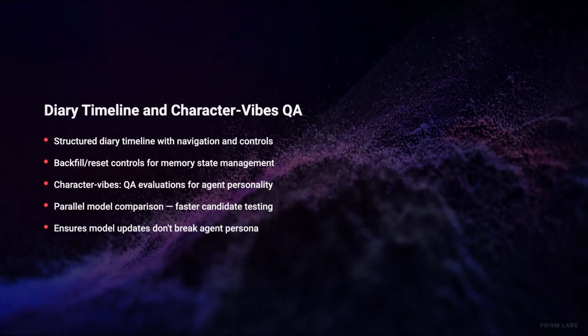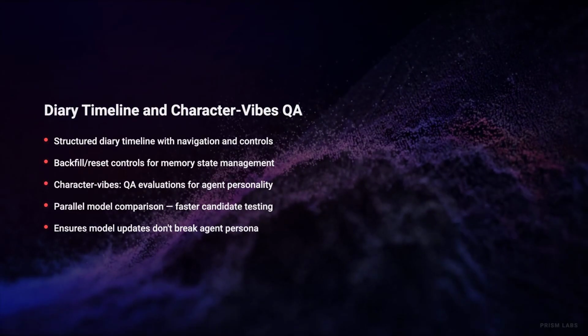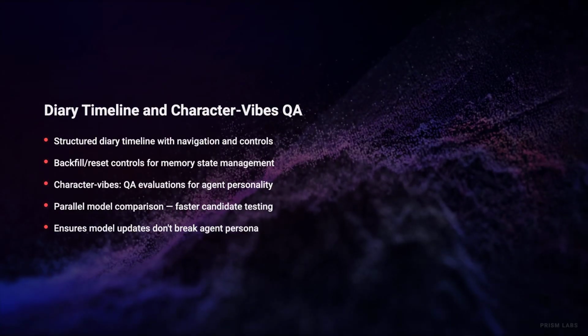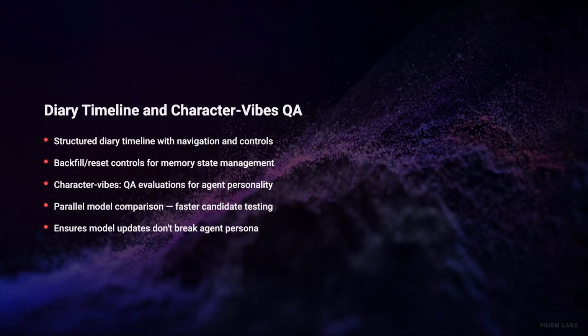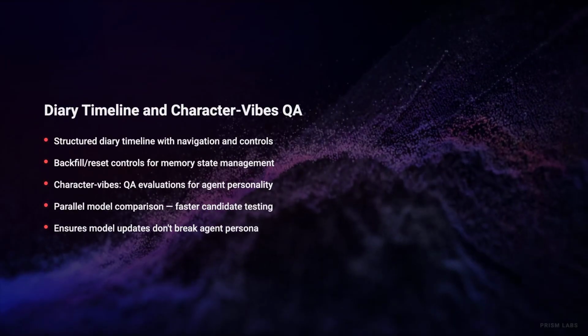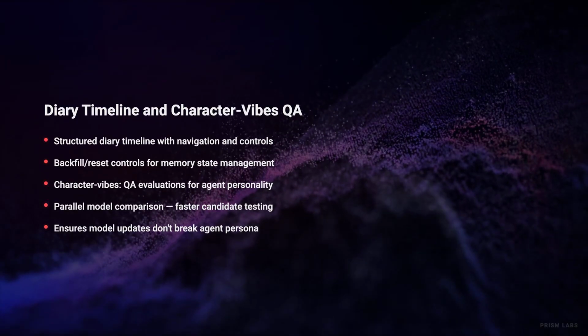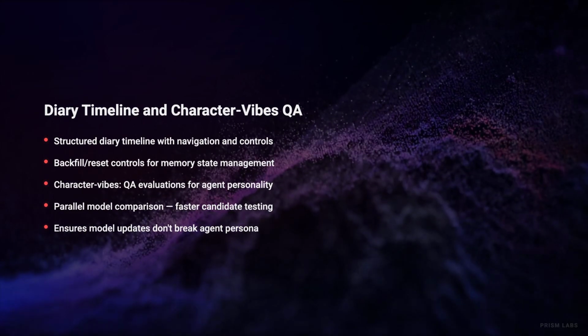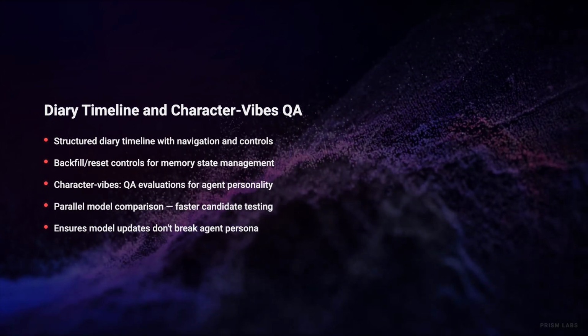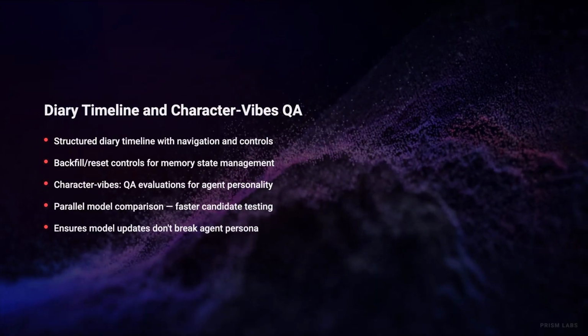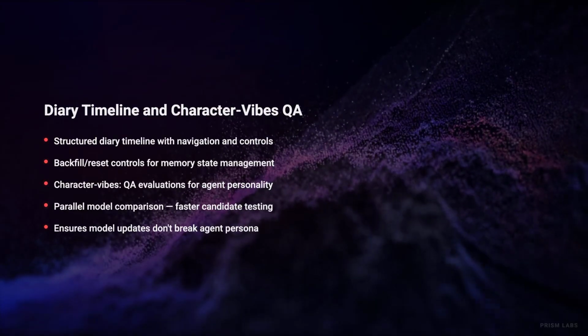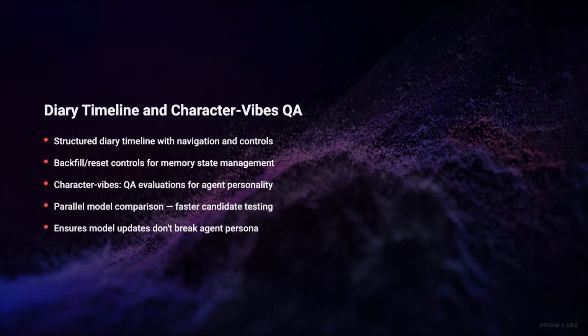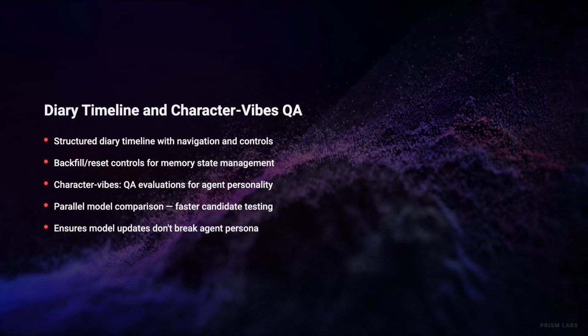The diary system gets a structured timeline view with full navigation controls. You can browse your agent's dream history chronologically, see exactly when facts were promoted from short-term to durable memory, inspect the promotion hints that explain why a fact was preserved, and use backfill and reset controls to manage the memory state at a granular level. The traceable dreaming summaries now include a grounded scene lane that shows the connection between conversation fragments and the dream scenes they generated.